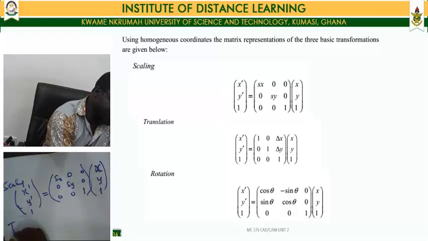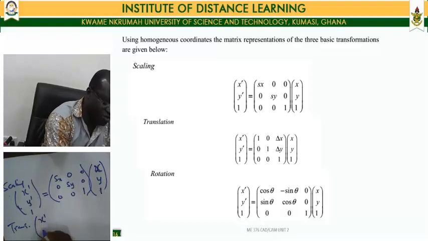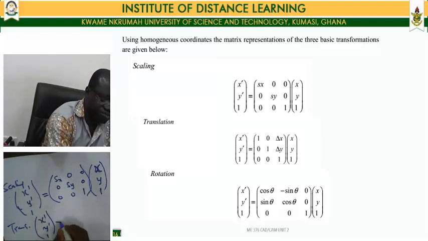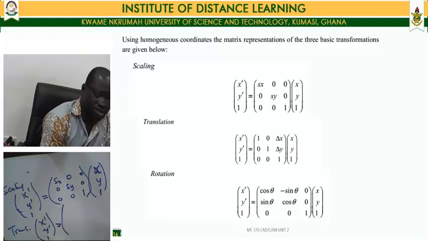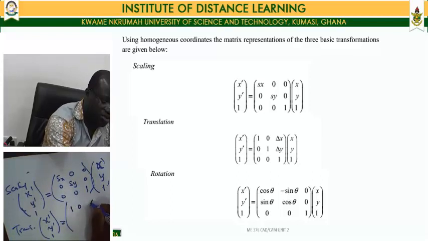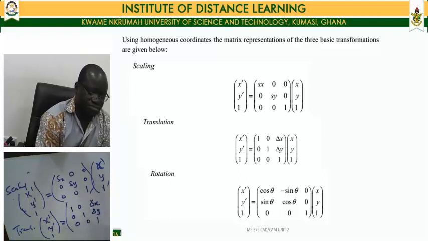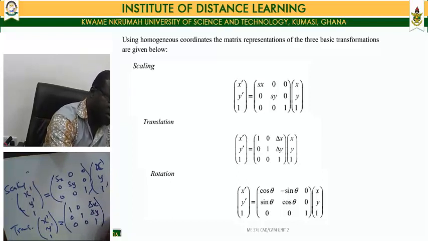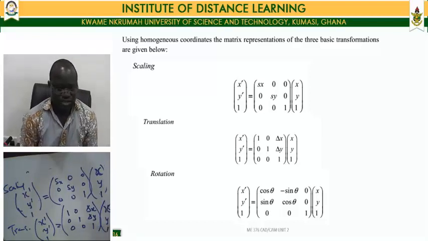The translation, on the other hand, if you want to do translation to a new position x prime, y prime, this is what you have. You have 1, 0, then you have beta x, 0, 1, 0, 0, 1, then you have your beta y, and you have your x, y, and then 1. Then you have your translation.